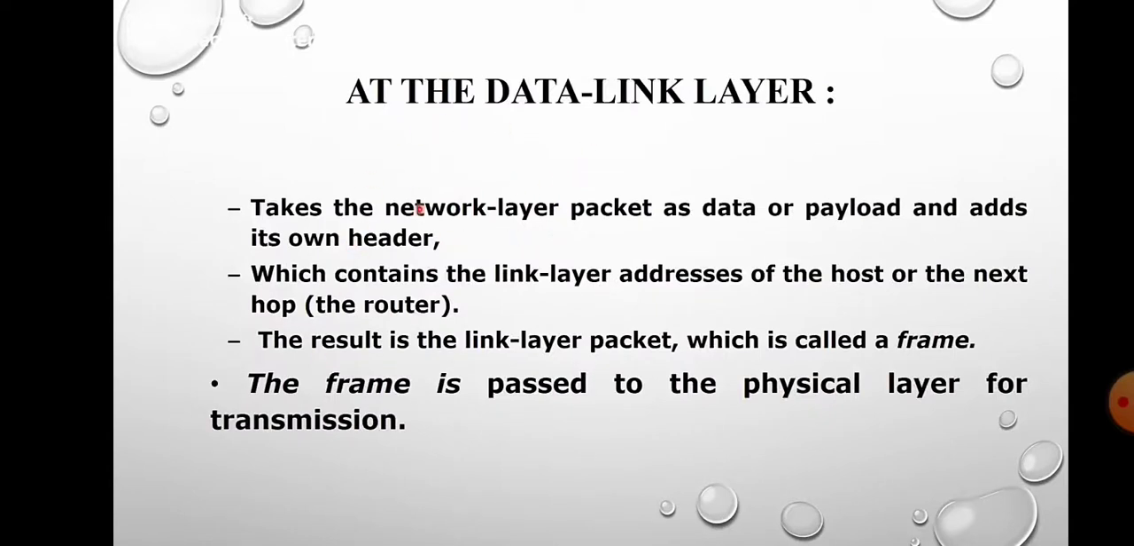It takes the information from the layer above, that is the network layer, as data or payload, and once again it will add its own header information, which contains the link layer address of the host or the next hop, that means the router. So here the information at the data link layer is called a frame. The frame is passed to the physical layer for the transmission.